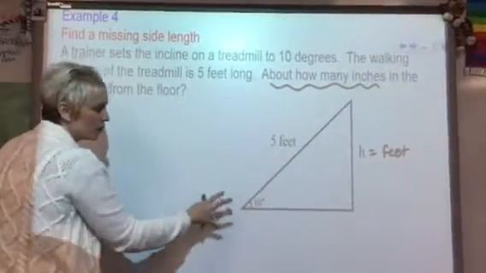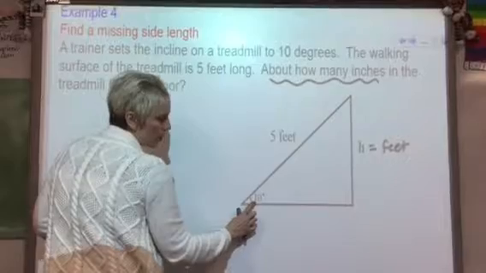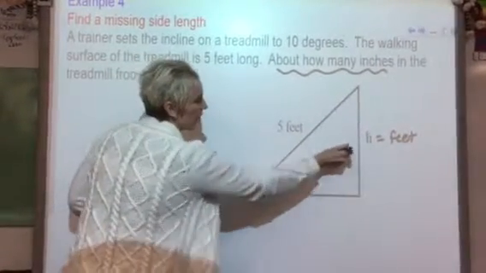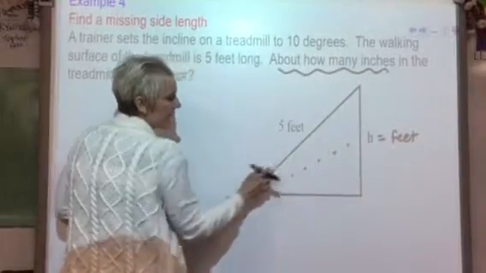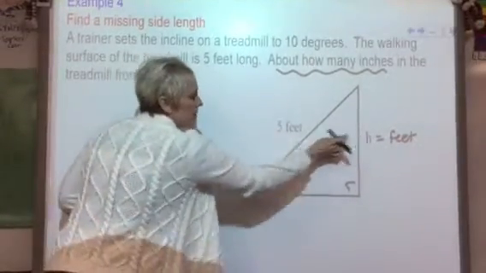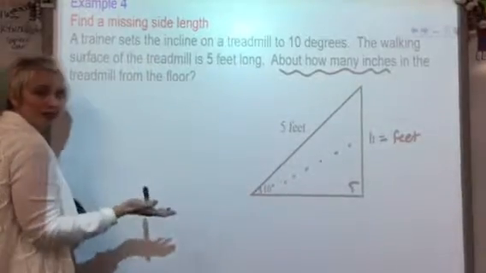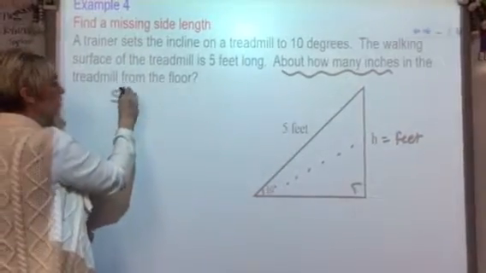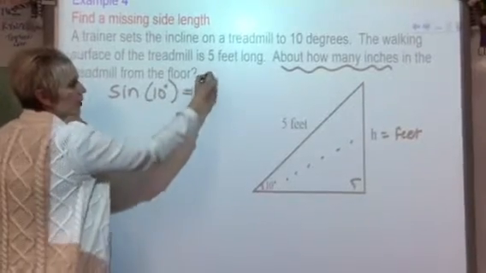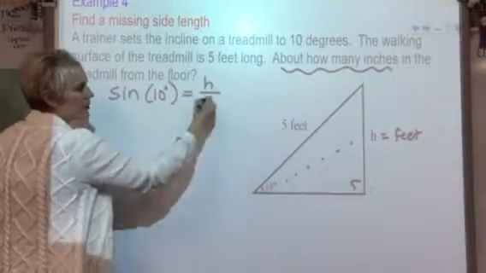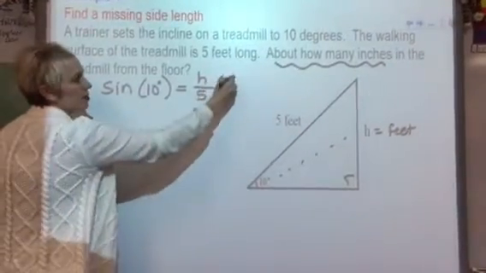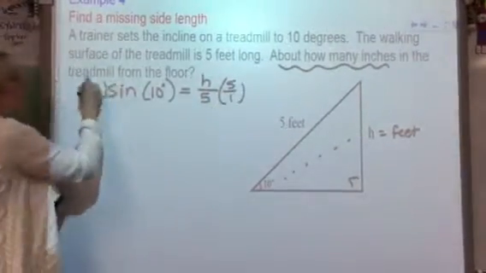So which ratio would I like to use? Well, I want to work with this 10 degrees that I see. And if I look, I have an opposite of 10 degrees. And then this is the hypotenuse of this right triangle. So opposite over hypotenuse would be sine. So I'm going to do sine of 10 degrees is equal to h, which is opposite, over 5, which is hypotenuse. Now to solve for h, I'm going to multiply by 5.